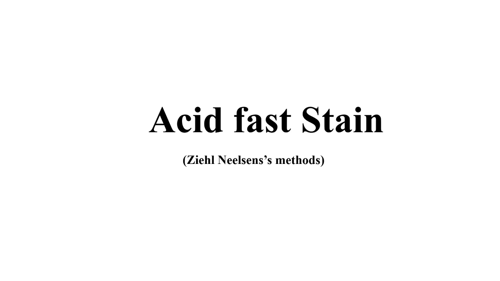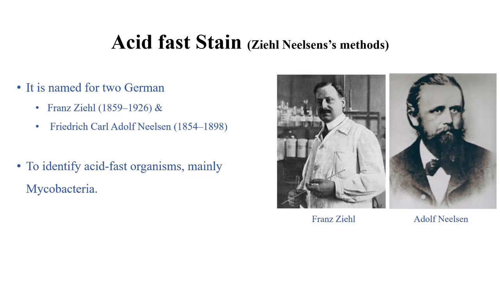Acid-fast stain, Ziehl-Neelsen method. Acid-fast staining is an example of differential staining. We said that differential staining means that after staining, when observing under a microscope, we can differentiate organisms into two groups. In acid-fast staining, we can differentiate acid-fast organisms and non-acid-fast organisms.